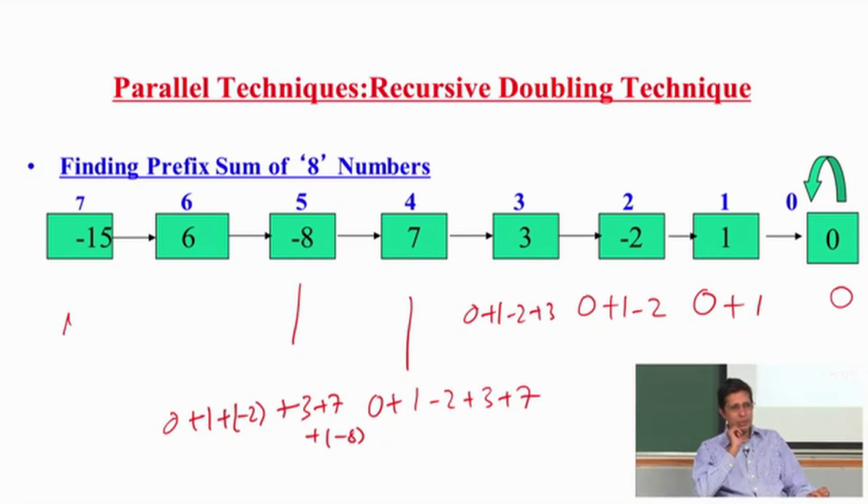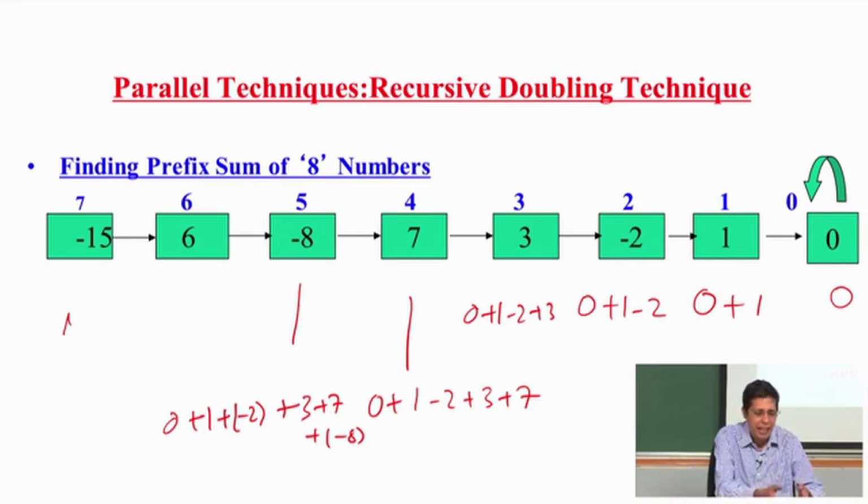Assuming addition takes 1 unit of time, how much time will this take to get these results? Assume this is an array. How much time will it take? 7 units of time, right. Now, can I do it faster?